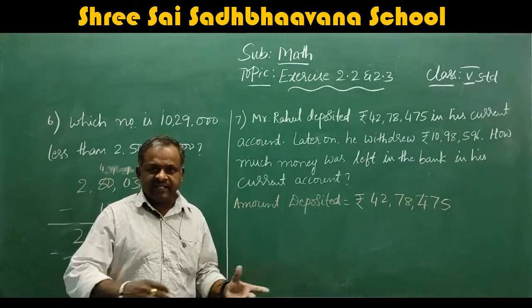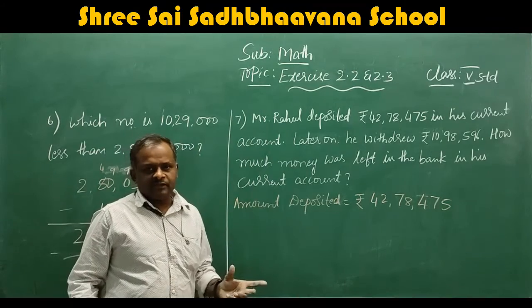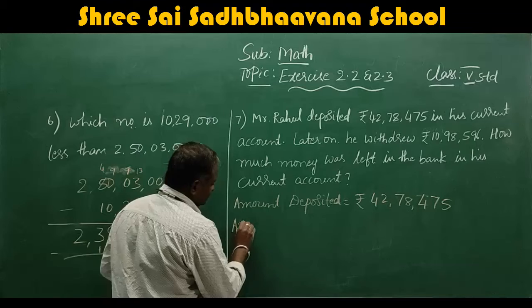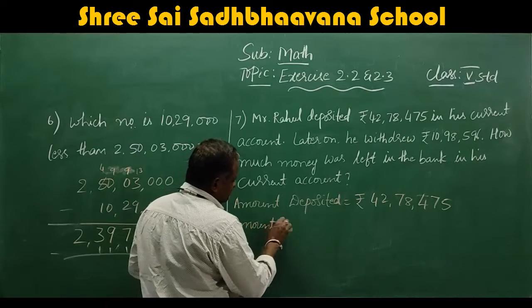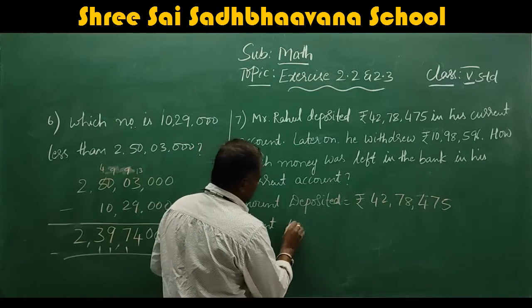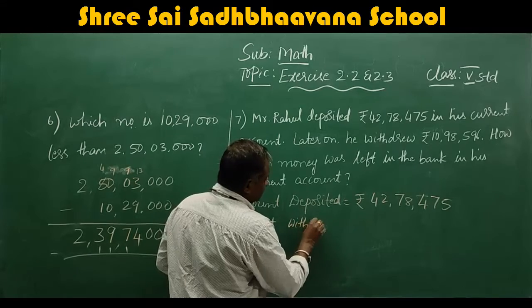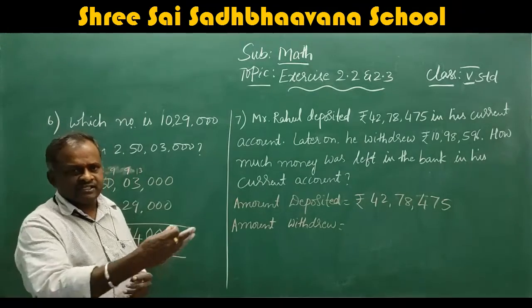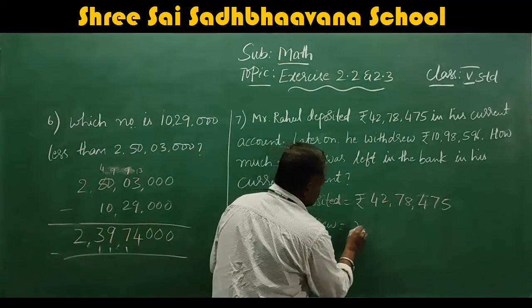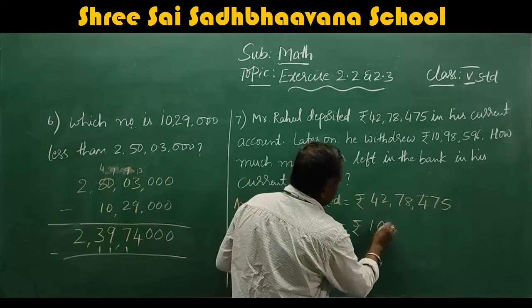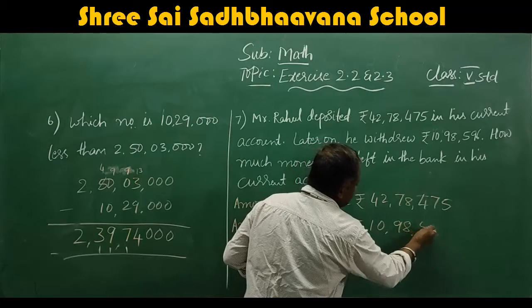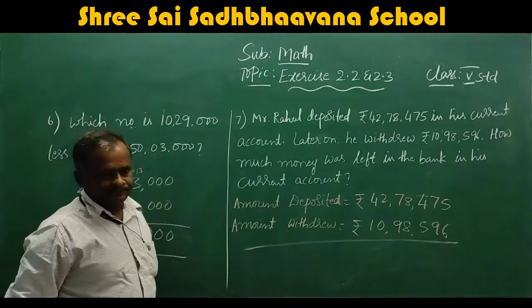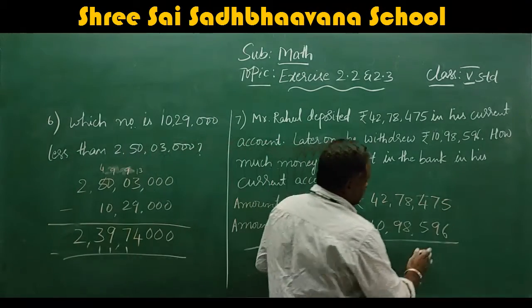What is the meaning of deposited? Keeping in the bank. Deposit means keeping in the bank. Next, withdraw. For his some work or for paying or anything, he withdrew. Withdraw means taking the amount back. How much? Rupees 10 crore 98 lakhs 596. So this much he has withdrawn.